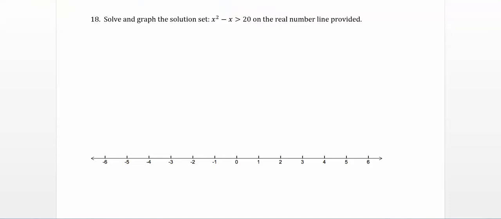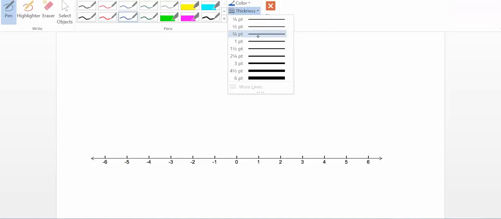Hey, so here we go. We're gonna do number 18, and I'm gonna do it in a blue color here for you.